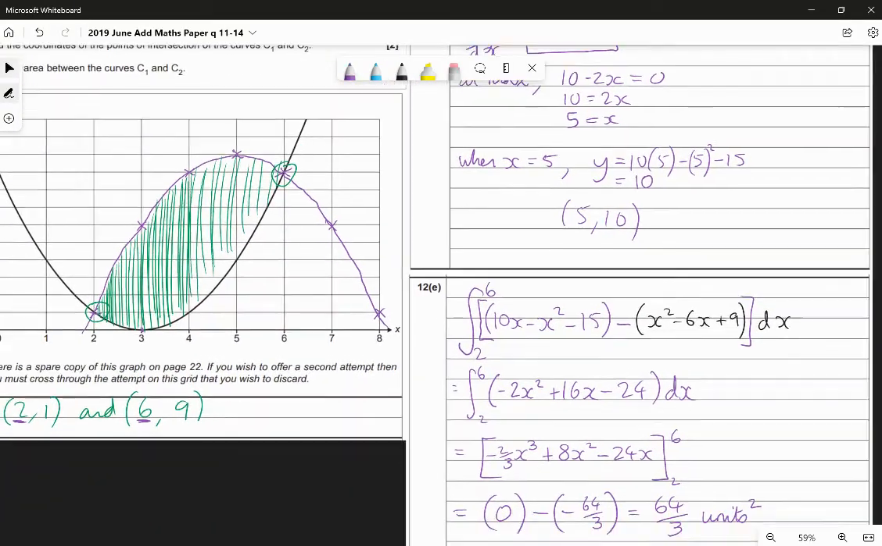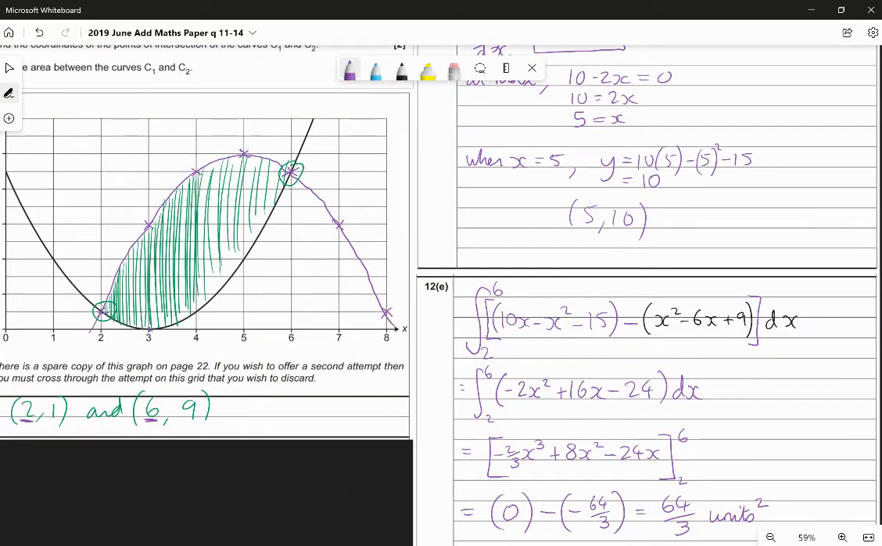Okay, the other way could have been, you could have found the area below the purple curve between the x-axis and the purple curve, and then the area between the black curve and the x-axis, and then subtracted the two from each other to get the green area. But it's a longer process. You have to do more integration and more substitution. So I would prefer to subtract the two functions from each other, then integrate.